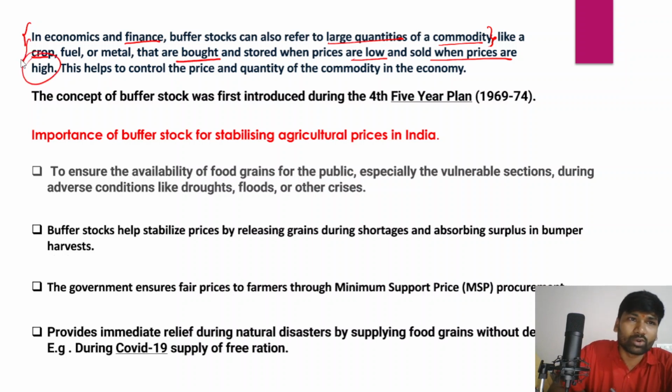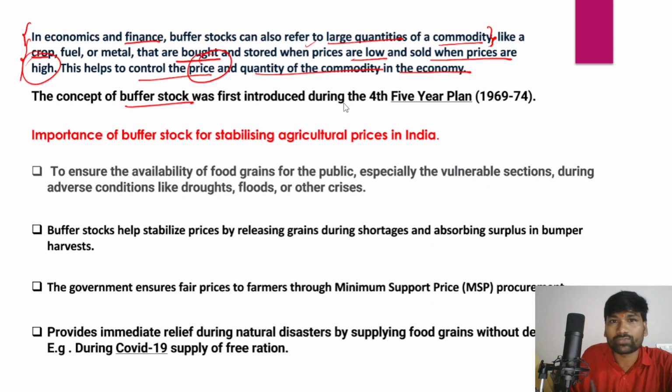If you are a trader, if you are a businessman, you can purchase a higher quantity of goods at lower prices when prices are low, and you can sell them when prices are very high. So this helps control the price and also quantity of the commodity in the economy. This concept of buffer stock was first introduced during the fourth five-year plan in 1969 to 74.